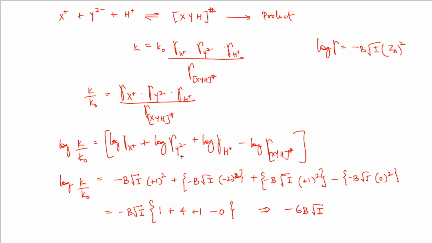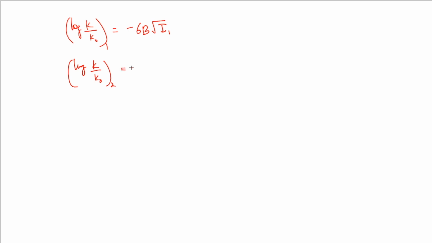Now since you are given two different conditions, let's do that. We have a condition where log k upon k naught, let's say this is the first condition, equals minus 6b under root I1. And I have one more condition, that log k upon k naught, the second condition, is minus 6b under root I2.